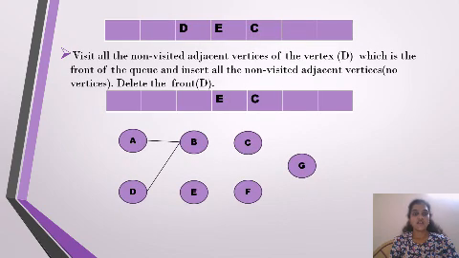Now visit all the non-visited adjacent vertices of the vertex D, which is the front of the queue, and insert all the non-visited adjacent vertices. There are no non-visited adjacent vertices of the vertex D. Now delete the front element D from the queue. After deleting the front element, the queue elements are E, C.